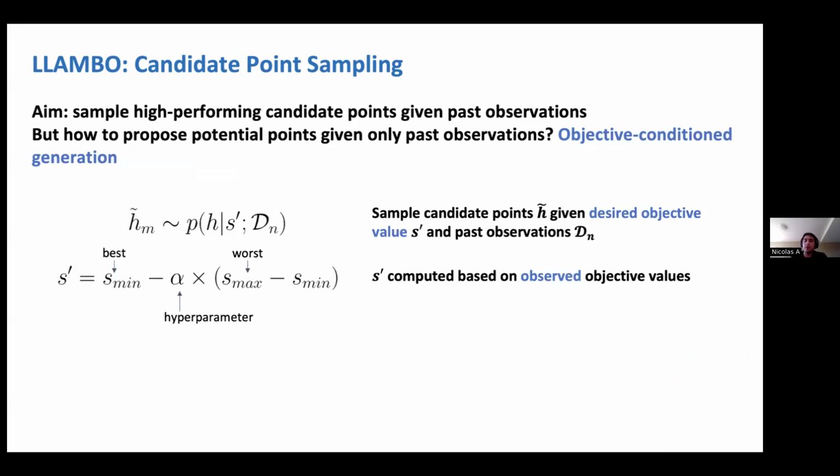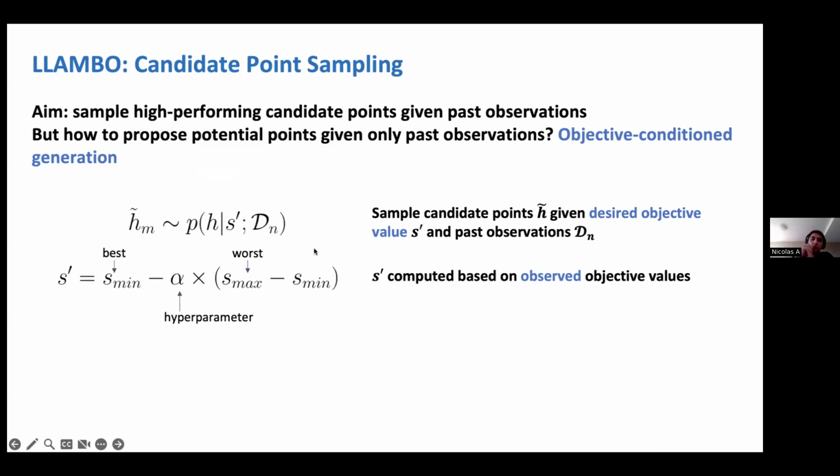And how we do this is we follow an objective-conditioned generation. We basically want to sample candidate points h tilde given a desired objective s prime and the past observations that we have observed. So on the left there is almost a distribution perspective, conditional on s prime. How we construct s prime is that, using all this historical information of hyperparameters and scores, we construct this desired objective based on the best and the worst scores obtained.